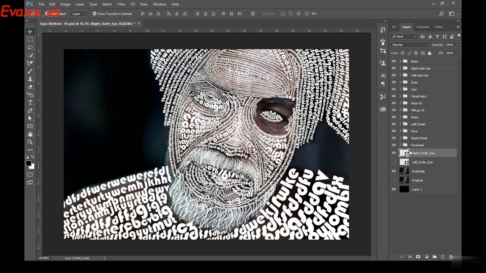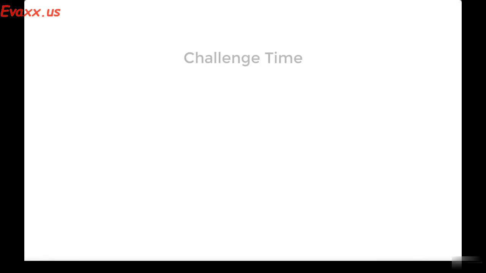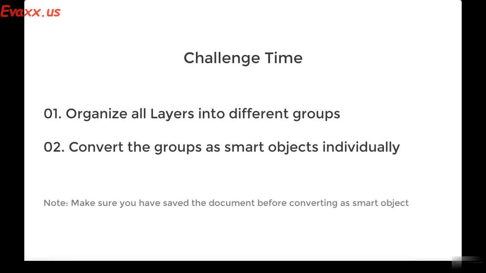Your next mini challenge, next short assignment, is to take a pause, take a break from the video, and take up the remaining part as a challenge. Go ahead and convert all these other groups into smart objects, and see if you can do that. It's a pretty easy task, so just go ahead and do it. I'll wait for you guys.